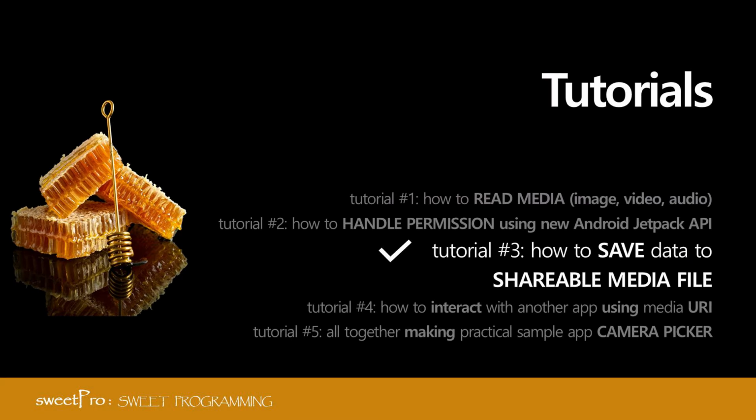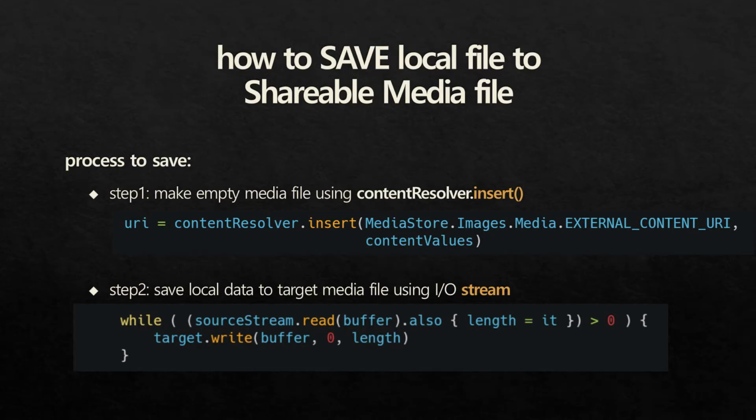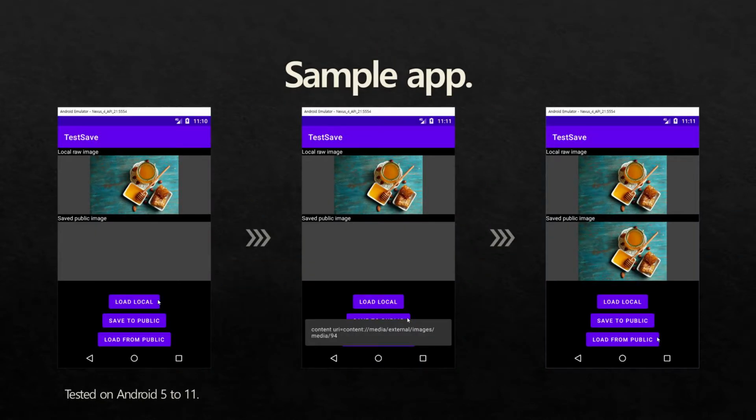Today is tutorial number 3, how to save data to shareable media file on Android 10 or above. Direct save to shareable media file is not allowed on Android 10. We need to use the contentResolver of the MediaStore API. The core process is first make an empty media file using MediaStore API, and then save local data to this file using I/O streams. This is a screenshot while running.